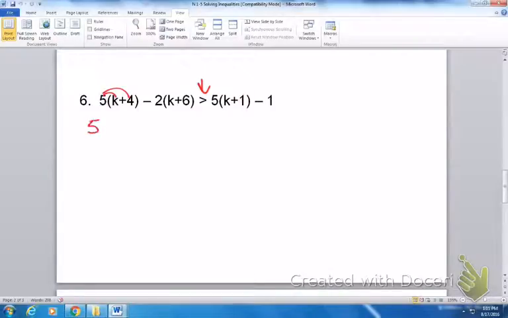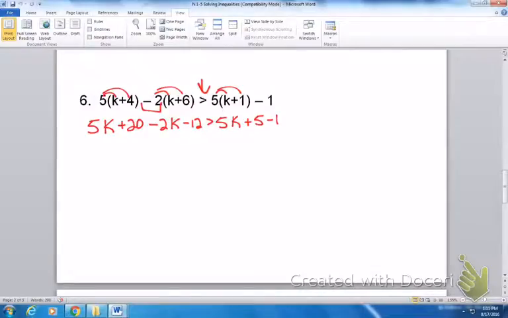I've got 5 times k, which is 5k. 5 times positive 4 is plus 20. I've got -2 to distribute, so -2 times k is -2k. -2 times 6 is -12. That's greater than, I've got to distribute the 5. I've got 5 times k is 5k. 5 times 1 is 5. Minus 1. So guys, that was several steps to get all that work done, but none of it was very hard. It's just a little bit of multiplication.